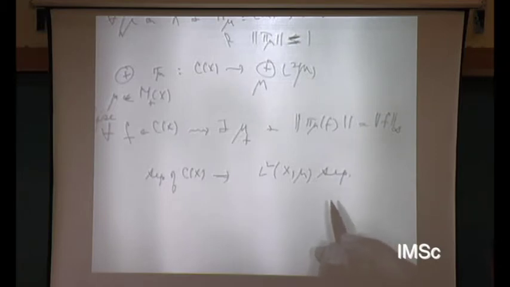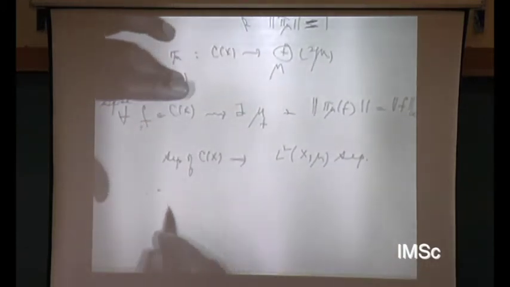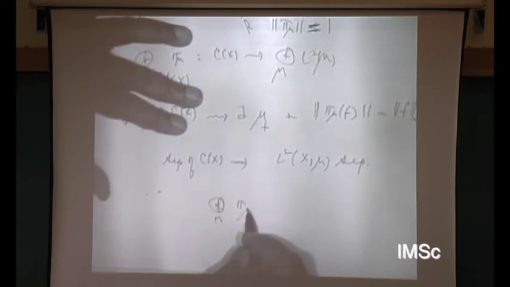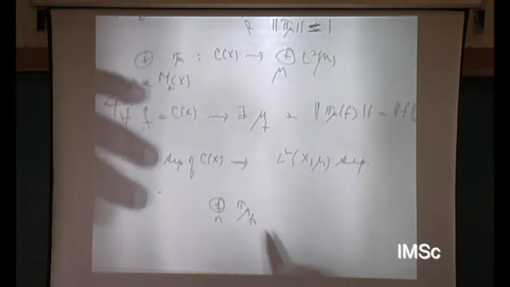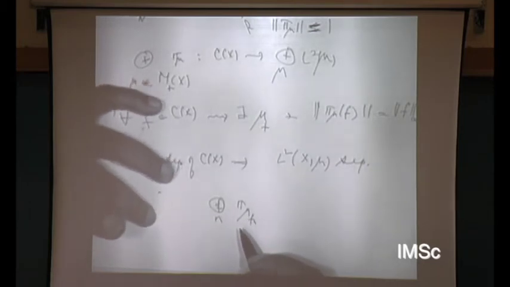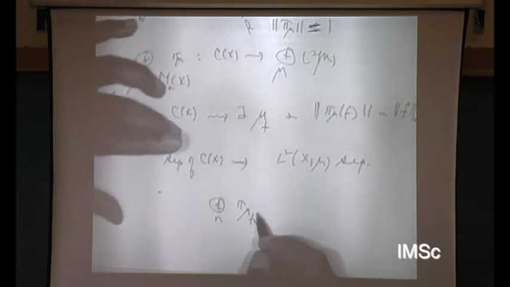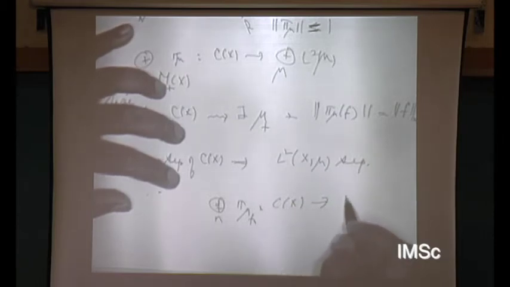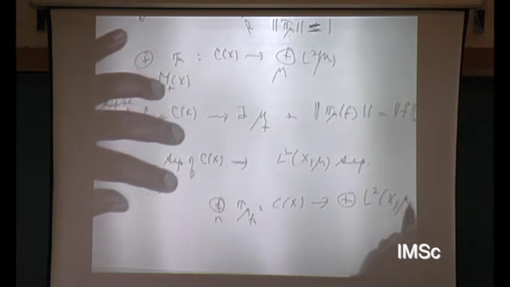Right? So what this will give you is the direct sum over n of pi mu fn. This will be a representation on a separable Hilbert space, because it is going to act on the direct sum of L2 x mu n. And a countable direct sum of separable spaces is separable.